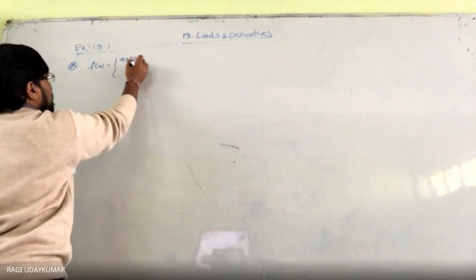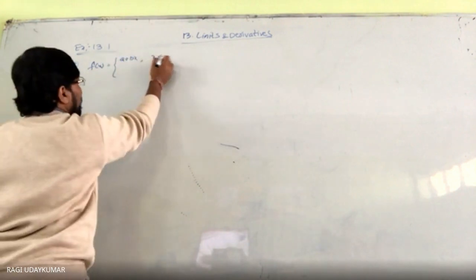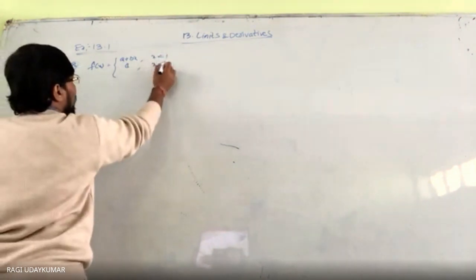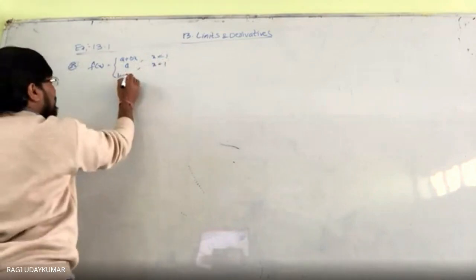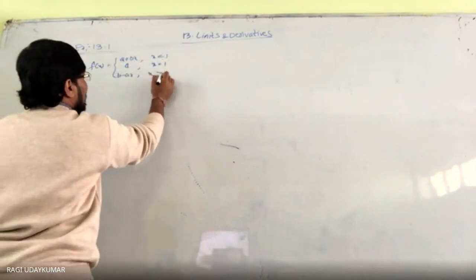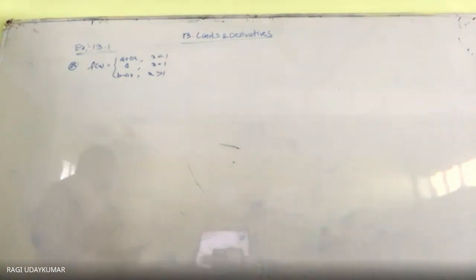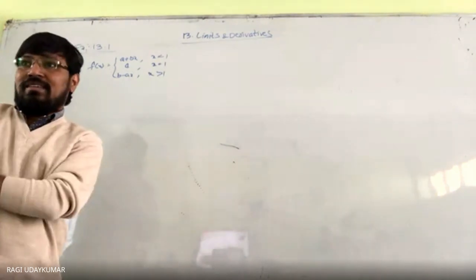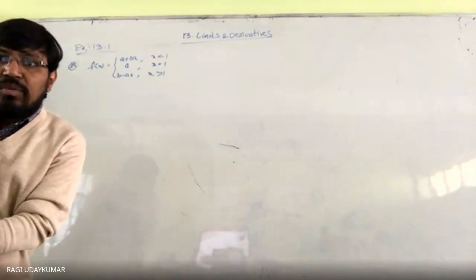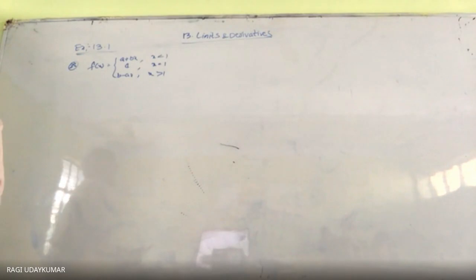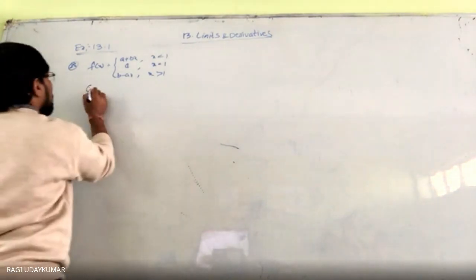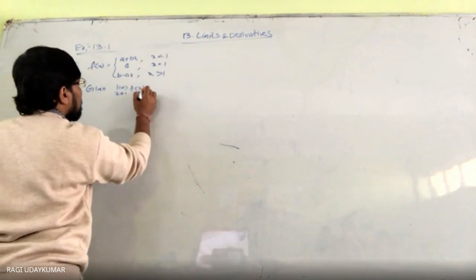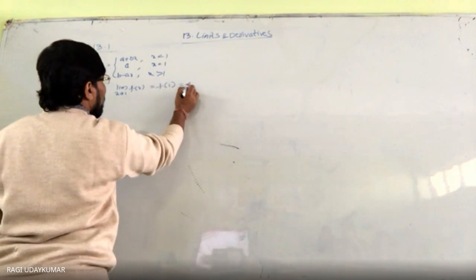f(x) = a + bx for x < 1, f(x) = 4 for x = 1, and f(x) = b - ax for x > 1. If the limit as x tends to 1 of f(x) is equal to f(1), what are the possible values of a and b? So given that, what is given here? The limit as x tends to 1 of f(x) is equal to f(1). What is f(1)?